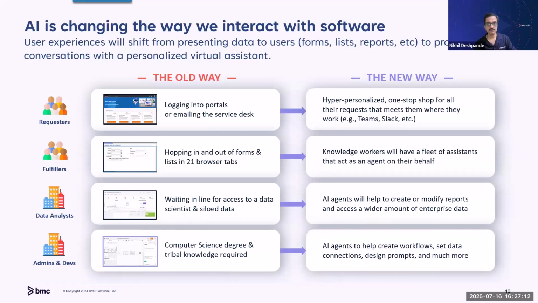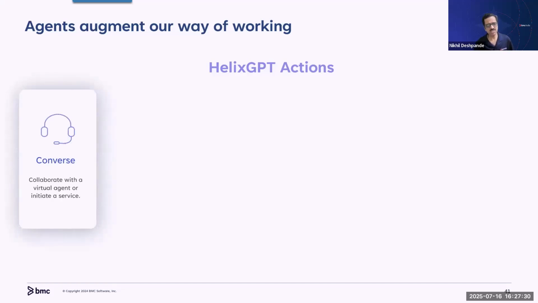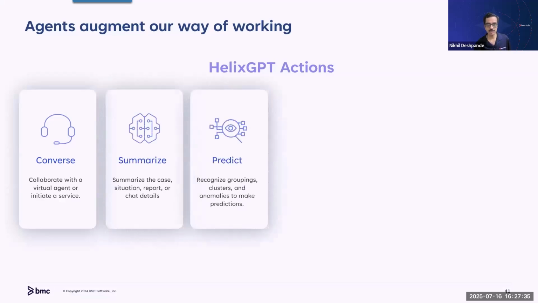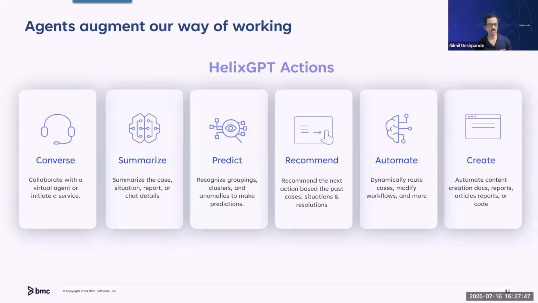And at BMC Helix, we are fully aware of these changes and we are proactively taking action to make sure that we incorporate sufficient capabilities in the BMC Helix suite to take advantage of AI. So we've come up with a number of actions in our Helix GPT solution. So Helix GPT is a range of agentic AI solutions that focus on several actions.